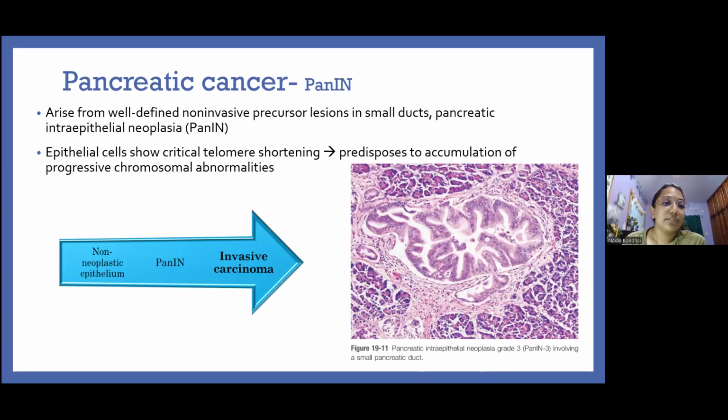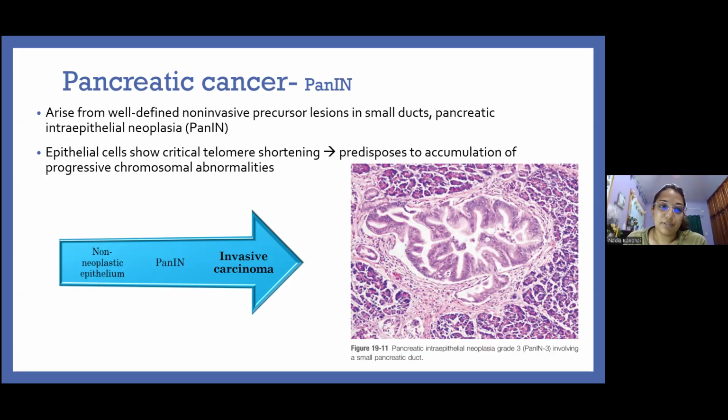PanIN is a premalignant lesion, and there's a PanIN-invasive carcinoma sequence as well. It's supported by certain observations, and this one can be found as the highest risk, which is grade 3, and it still doesn't breach the basement membrane. So it starts as non-neoplastic epithelium, progresses to PanIN, and then to invasive carcinoma in the small ducts.